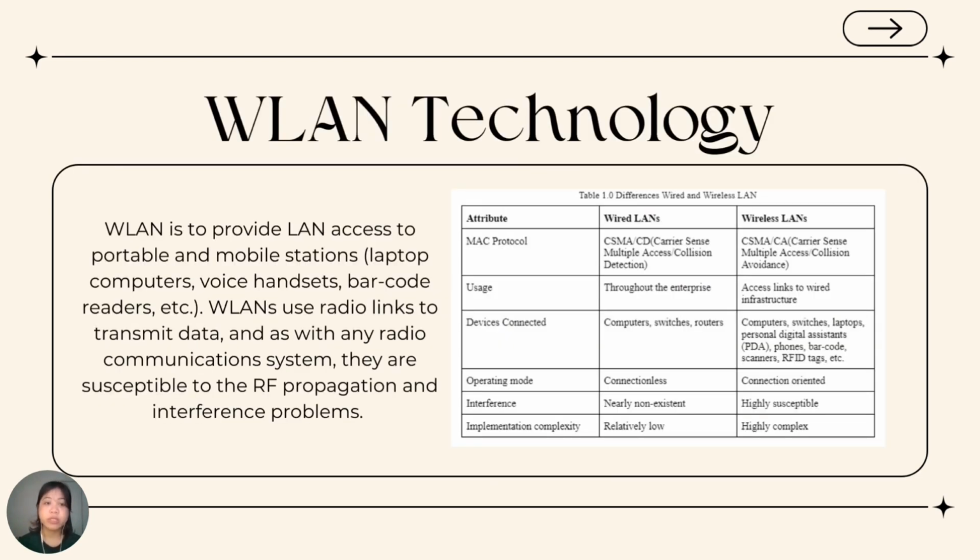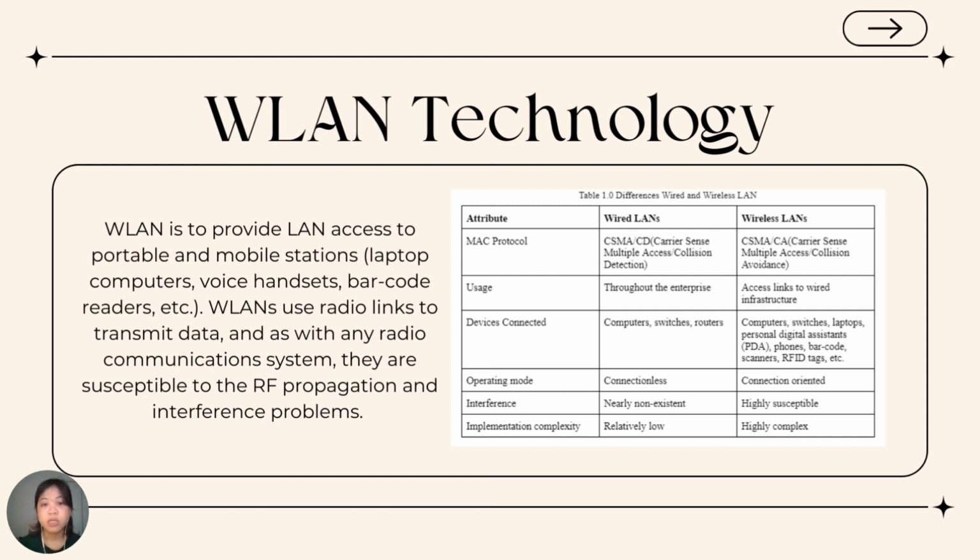So what is WLAN technology? WLAN is to provide LAN access to portable and mobile stations, such as laptops, computers, voice headsets, barcode readers, etc. WLANs use radio links to transmit data, and as with any radio communication system, they are susceptible to radio frequency propagation and interference problems.